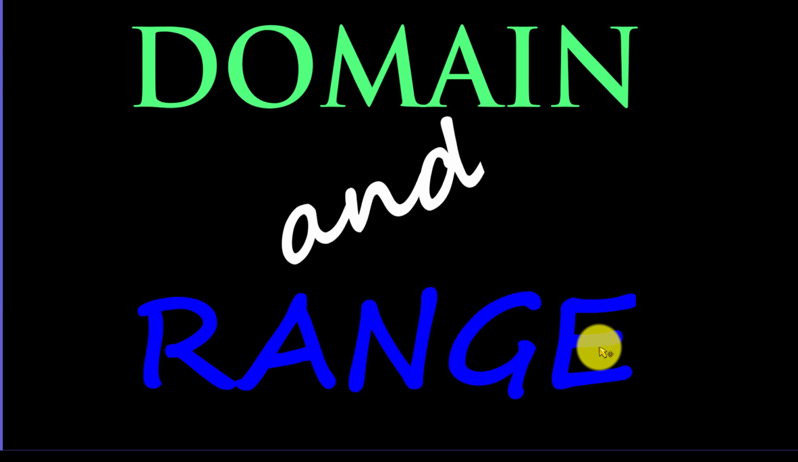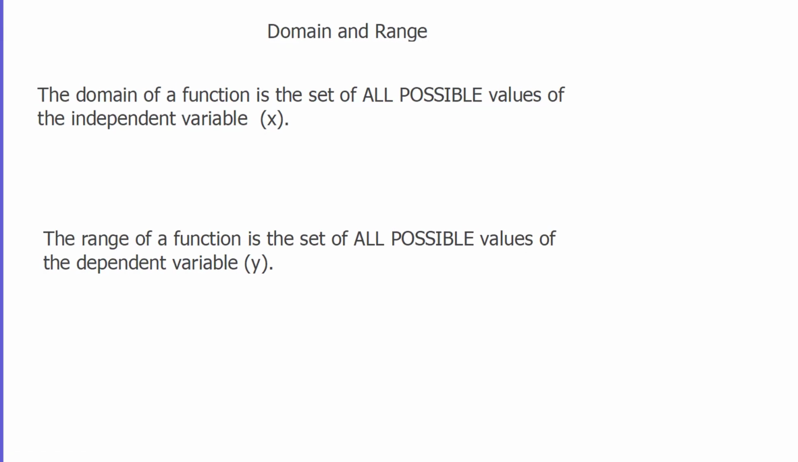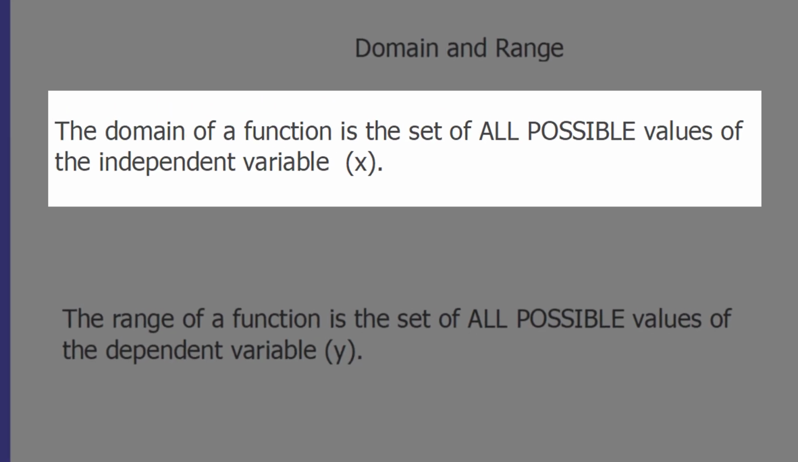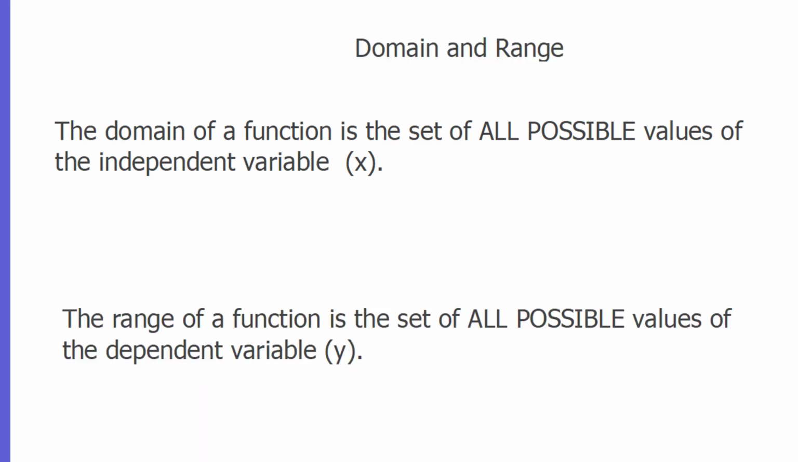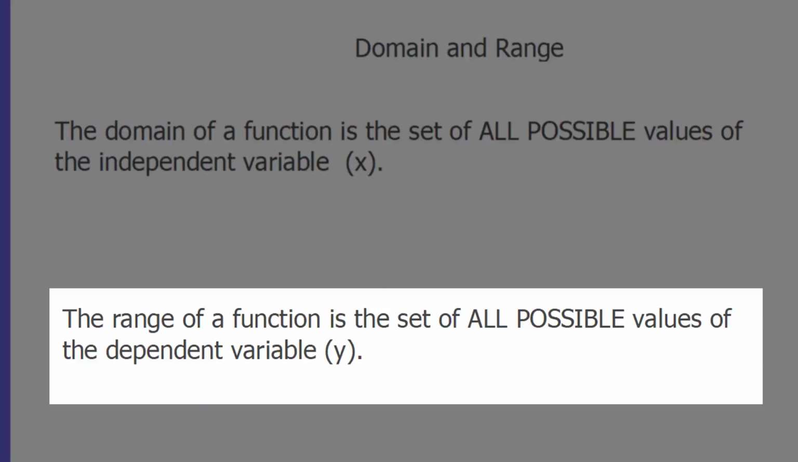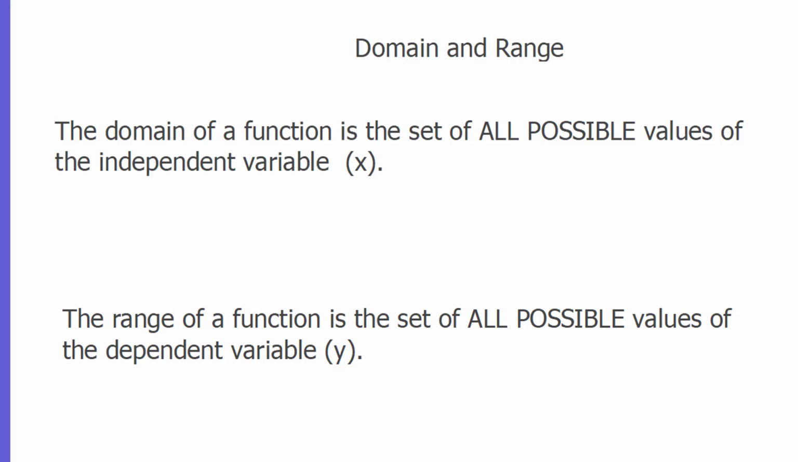Alright, our next lesson is domain and range. So the domain of a function is the set of all possible values of the independent variable x, whereas the range of a function is the set of all possible values of the dependent variable y. We usually write our domain and range using set notation.